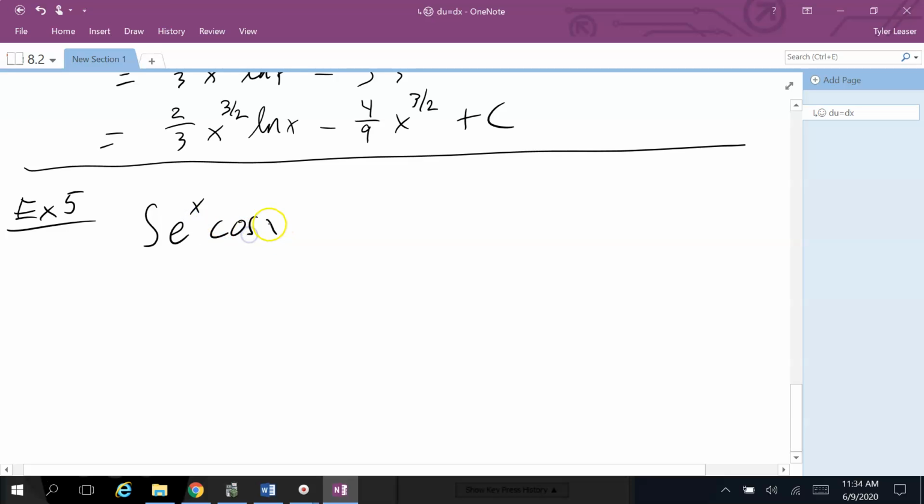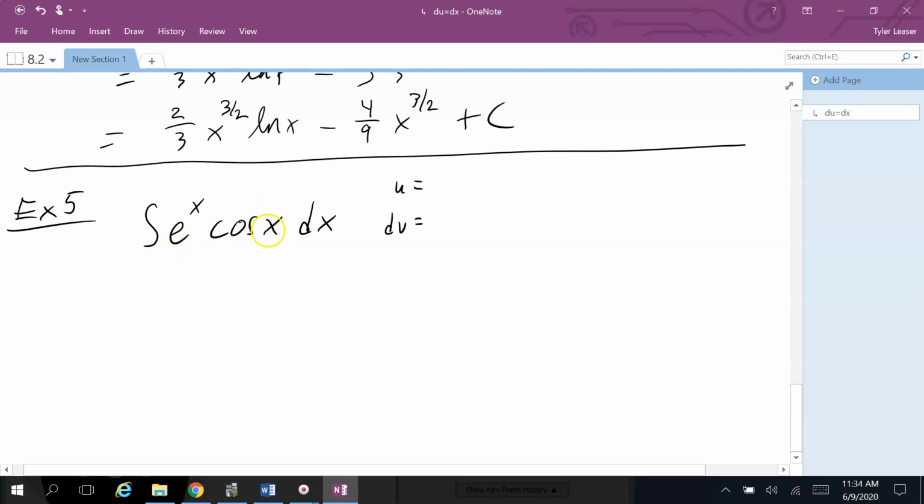So let's look at this. The integral of e to the x cosine x. This is going to be integration by parts, so we're going to set up our u and our dv. It really does not matter which one you let be the u and which one you let be the dv, because if you keep taking the derivative of e to the x, it just stays e to the x.